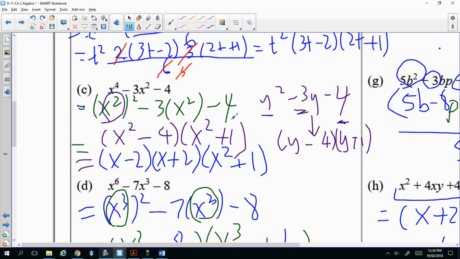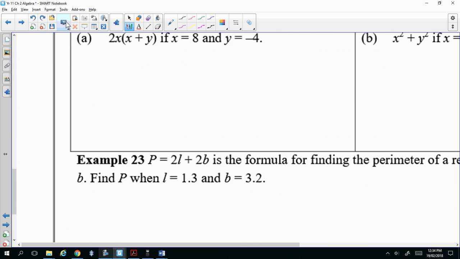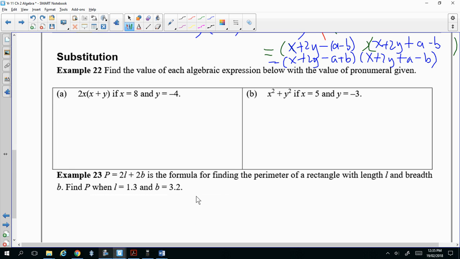Substitution. So all you have to do is just substitute. So you go 2 times 8, 8 plus negative 4. You can do it without a calculator. 16 times 4 is 64. Or you can use the calculator.